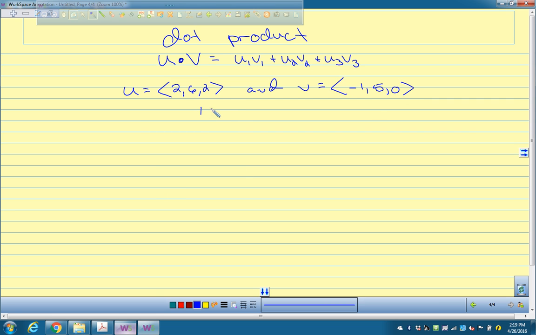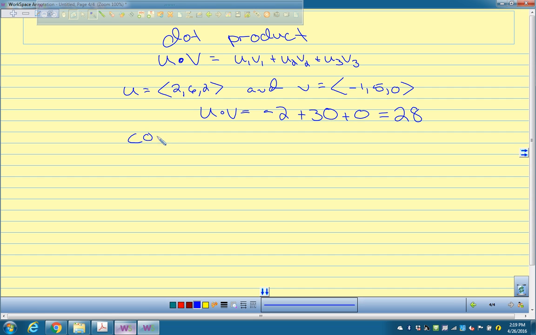Dot product U dot B. Who's got U dot B? Dan's got it. Go ahead, Dan. You have to earn that Tootsie Pop. -2, that's right. Plus 30, and then plus 0 makes 28. That's all there is to it, right? It's just a number. The dot product is just a number. Okay?